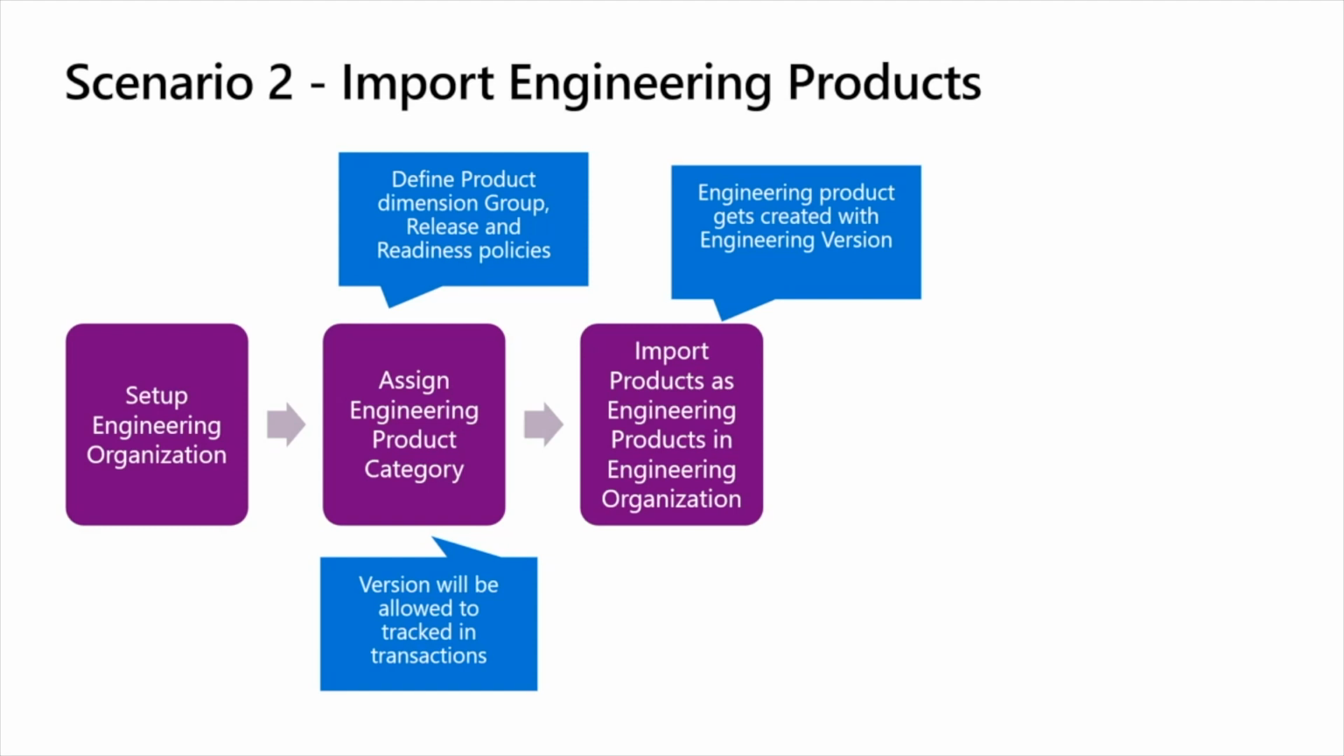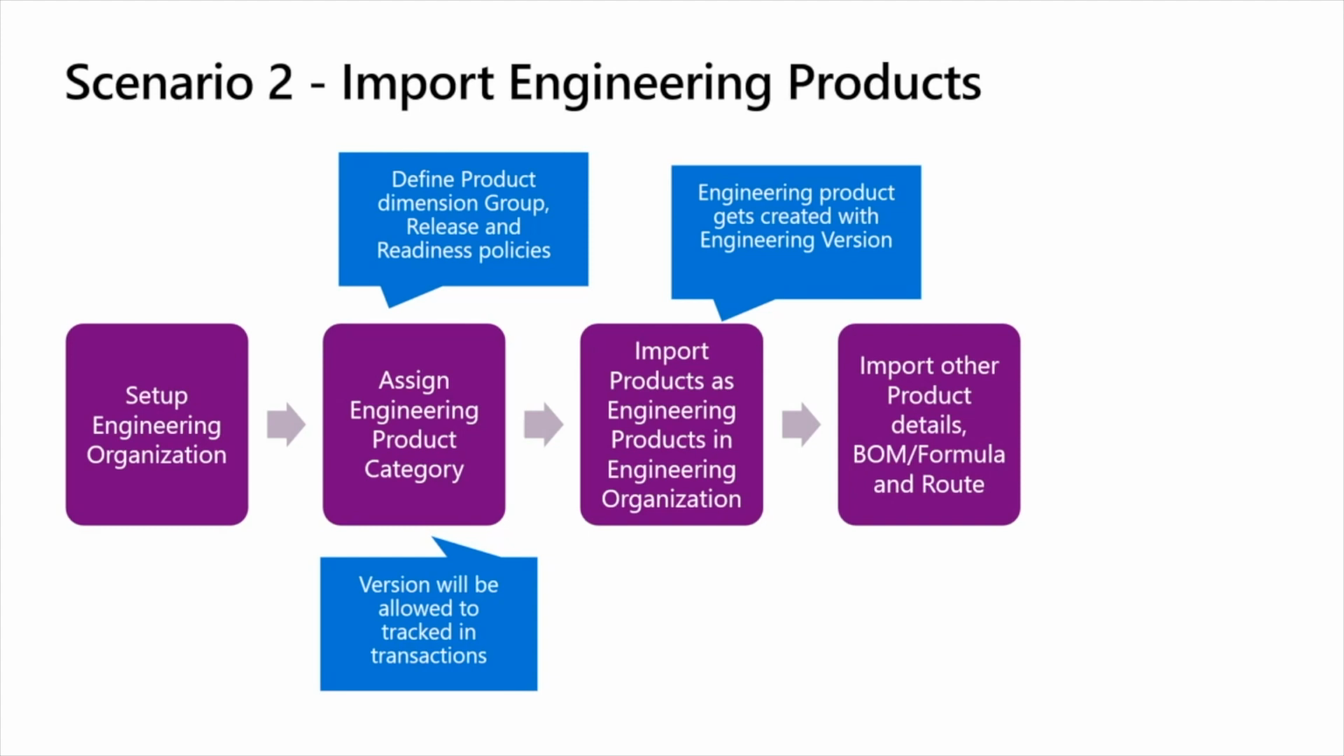Note that when you import an engineering product, the system not only creates the engineering product, but it will also create the engineering product version with it. Once engineering products are created, you need to import other product details such as unit of measure and default order settings, and these details need to be imported against a product. But if you would like to import BOM, formula, or route for an engineering product, these details need to be imported for a specific engineering product version.